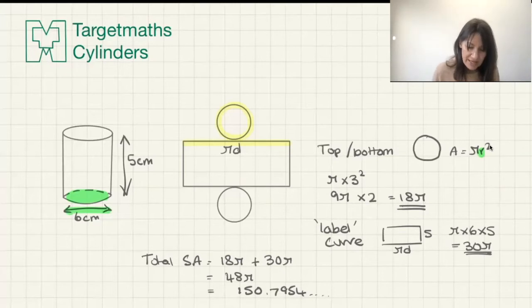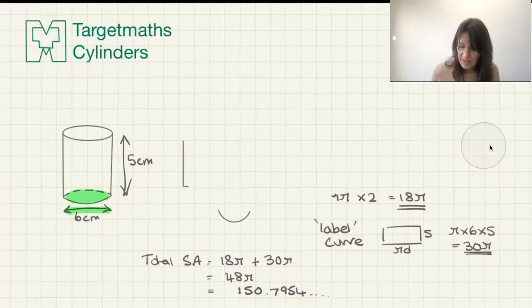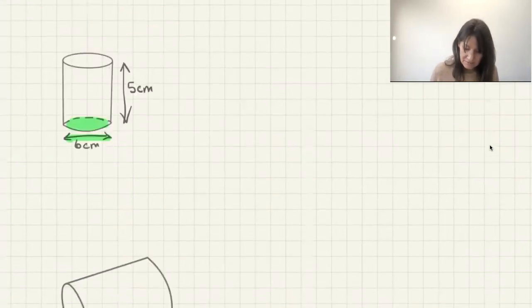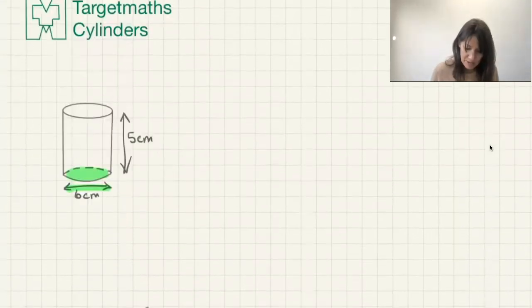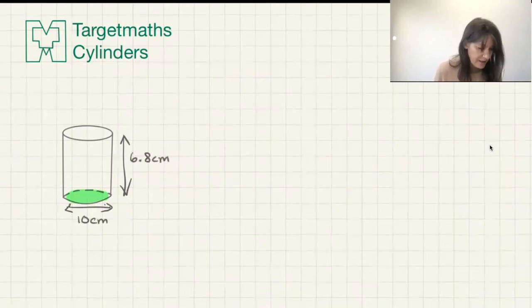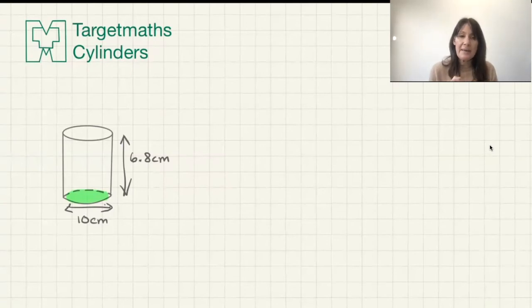We're going to do another one. I'm going to rub out, I think I might keep the cylinder, yeah, we won't go to that one. We'll do another one here first. So let's put that back in. And we'll put that in at 10 centimeters. We'll put that in at 6.8 centimeters. Okay, so have a go, hit pause and try and get that surface area for me.